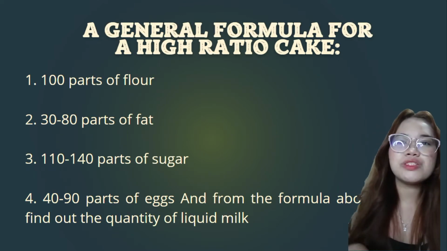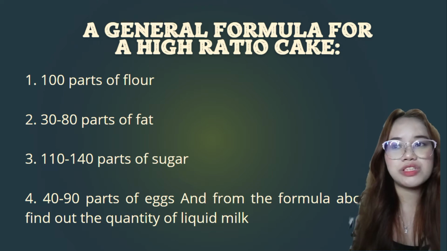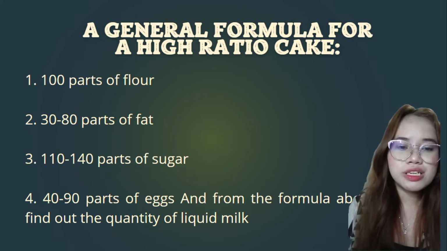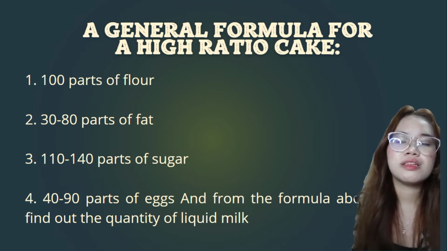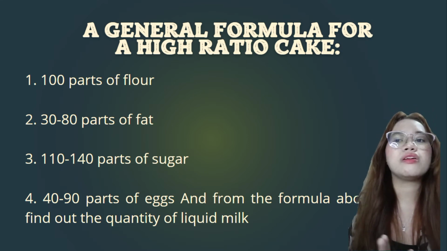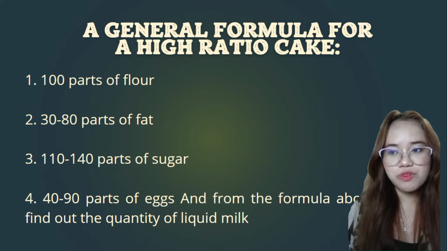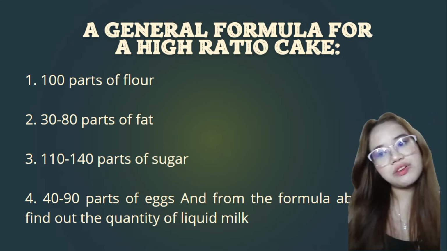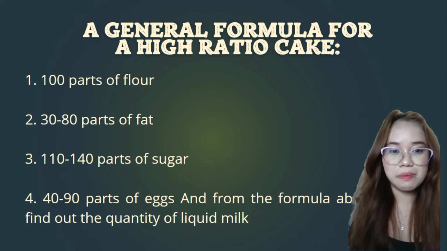Okay, so we also have a general formula for a high ratio cake. Number 1, 100 parts of flour. Number 2, 30 to 80 parts of fat. Number 3, 110 to 140 parts of sugar. Number 4, 40 to 90 parts of eggs. And from the formula above, we can find out the quantity of liquid milk.